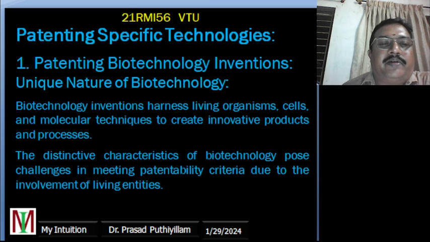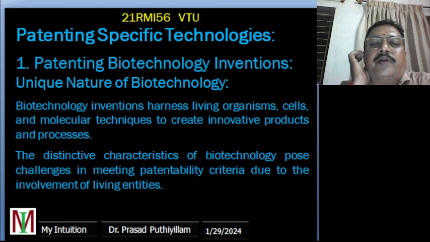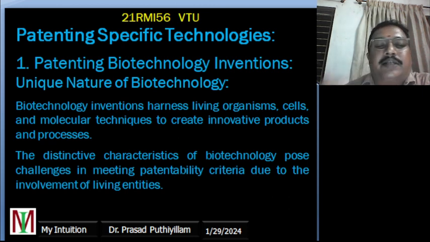The unique nature of biotechnology is one of the criteria for why we have to patent biological inventions. Biotechnology inventions harness living organisms or cells and molecular techniques to create innovative products and processes. The distinctive characteristics of biotechnology pose challenges in meeting patentability criteria due to the involvement of living entities. For example, with genetically modified organisms, GMOs, one can successfully patent a genetically modified organism designed for a particular application, say agriculture, where the genetic modification enhances the crop's resistance to pests. That is the uniqueness of the nature of biotechnology.